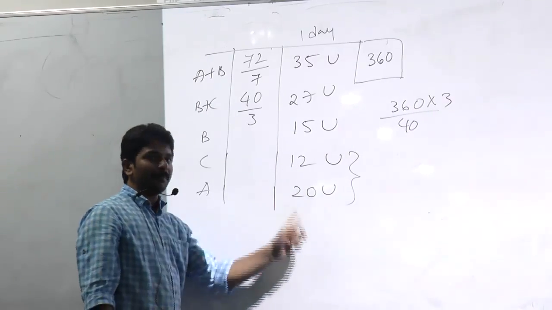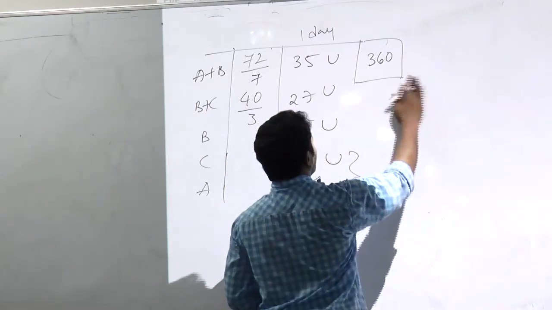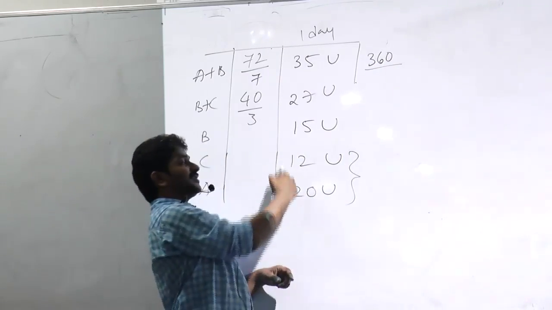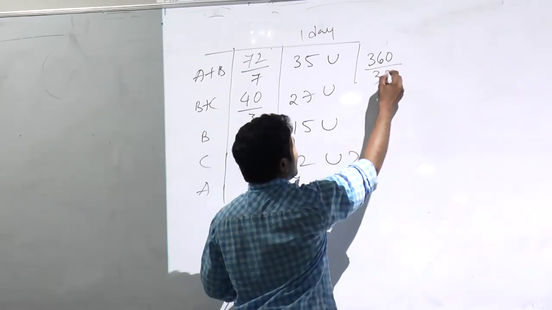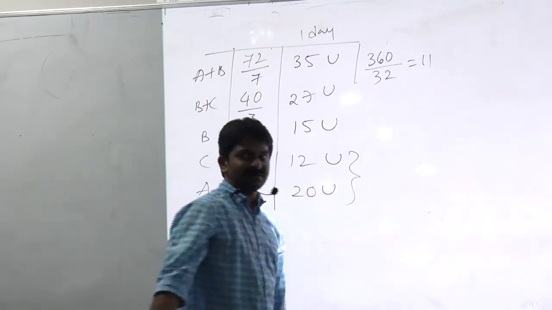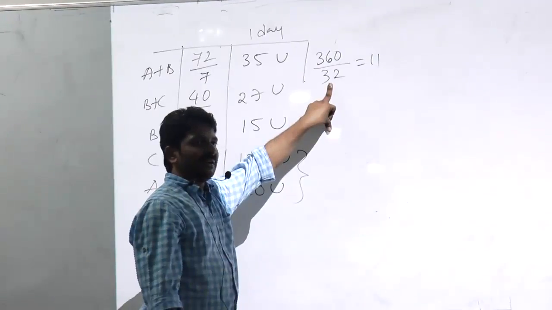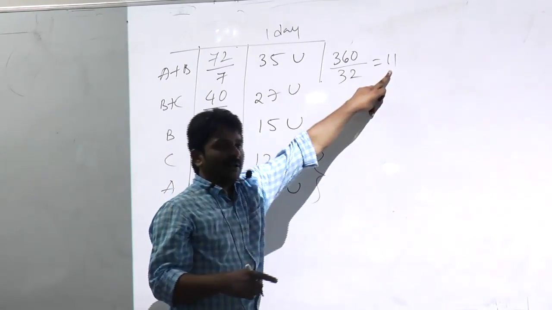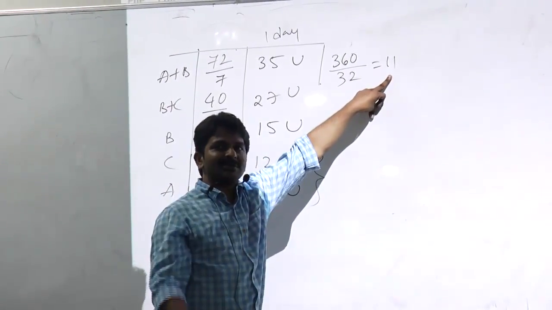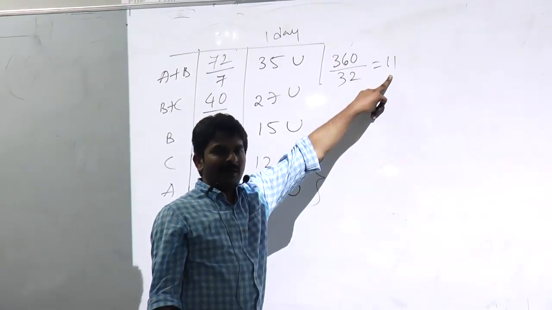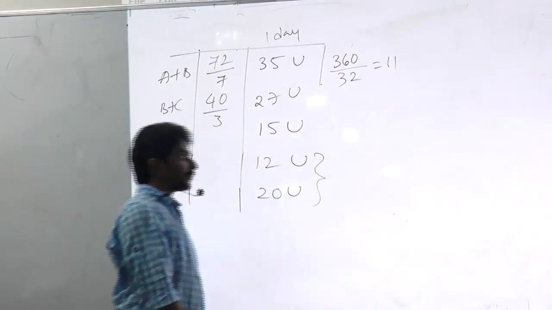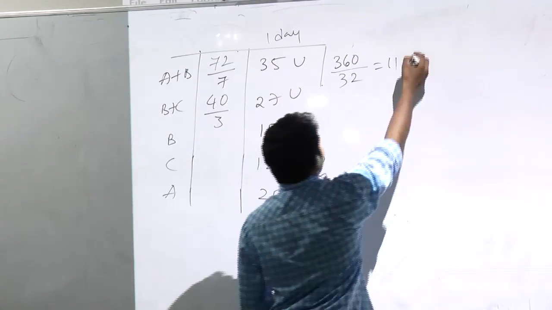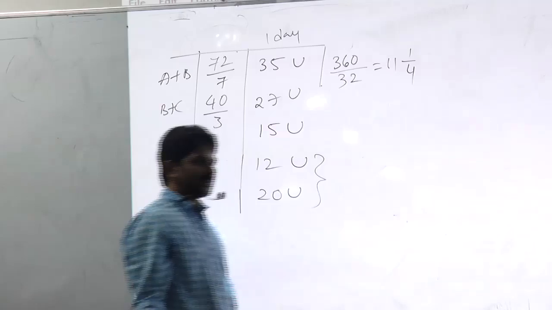A and C together can complete 32 units, and they have to complete 360 units. So the number of days required by A and C together is 360/32, which is 11 times. 10 times is 320, 1 time is 32, 320 plus 32 is 352. 11, and more than that. There is only one answer which starts with 11, that is the answer. The remaining 8 gives 8/32, which is 1/4. So 11 1/4 days.